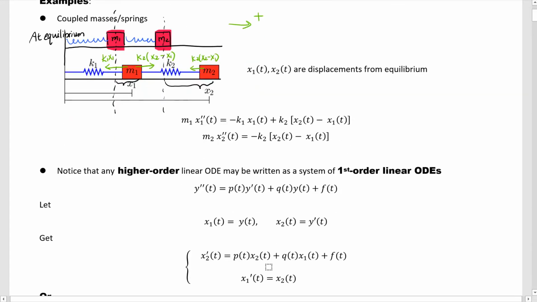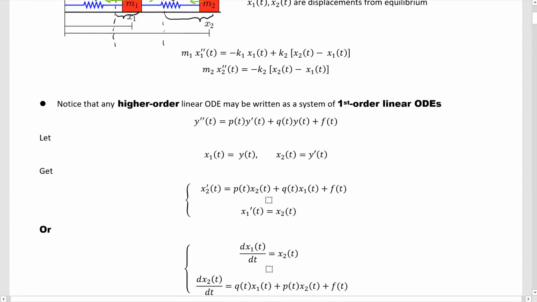Another example: notice that any higher order linear ODE can be written as a system of first order linear ODEs. How does that work? Suppose we have a second order linear ODE. We can solve for y prime prime. Now we define x1 of t to be y of t, and we define x2 of t to be y prime of t.